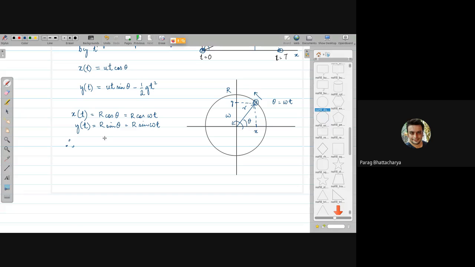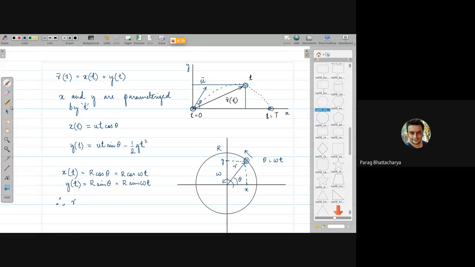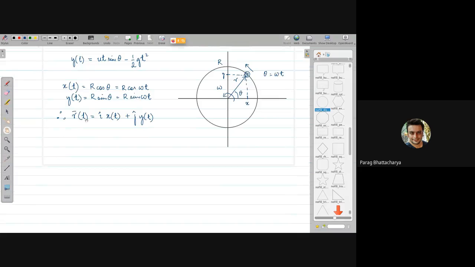So therefore the position that we're looking for, okay, my mistake. I have considered r to be a vector. So if r is a vector, I should put the i cap and the j cap here. In a similar way, I want this position vector r. So this position vector is going to be equal to i cap into x of t, which is R cos omega t, plus j cap into y of t, which is R sine omega t. So this gives me the position.